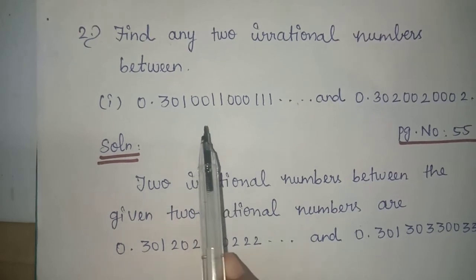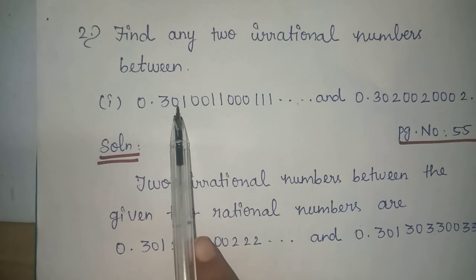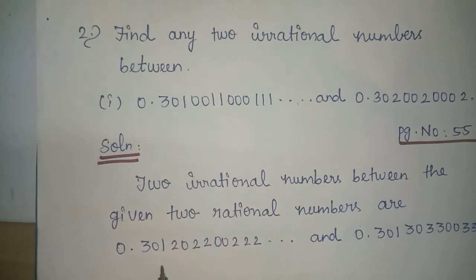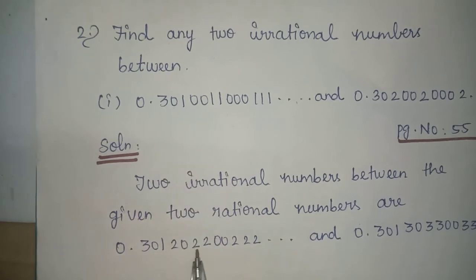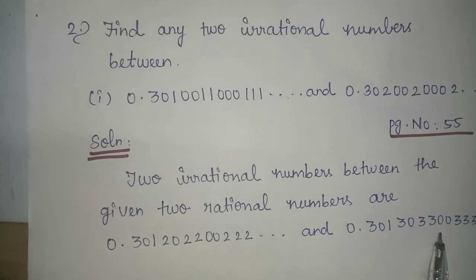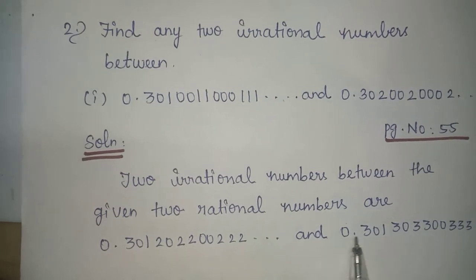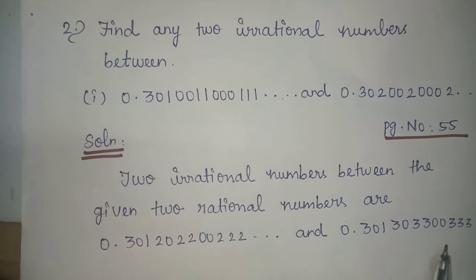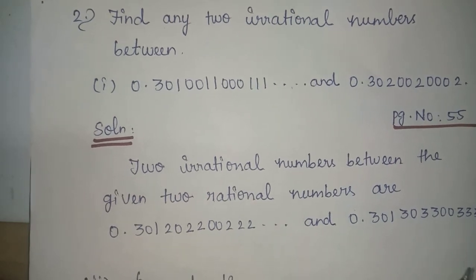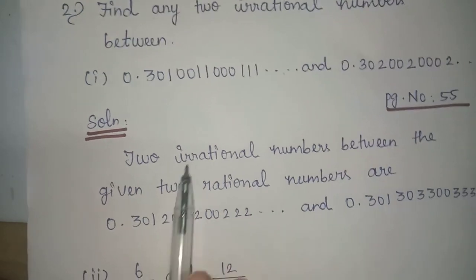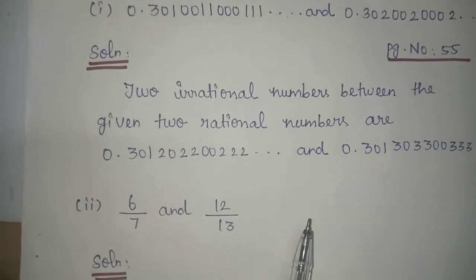0.301202. You just write the next decimal. So 0.301 means next 2022002222 etc. and 0.301 3033 00333 etc. and you can write 0.301 4044004444 etc. So you have to write the irrational numbers between the two given rational numbers.